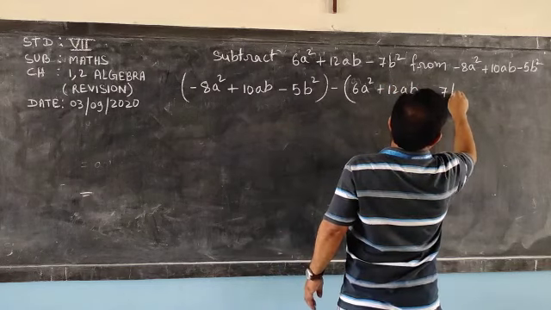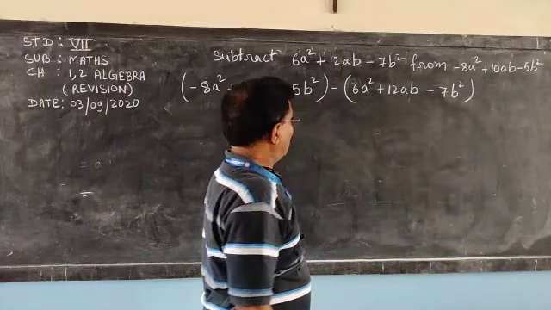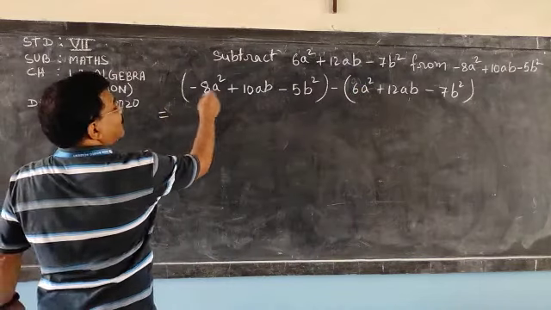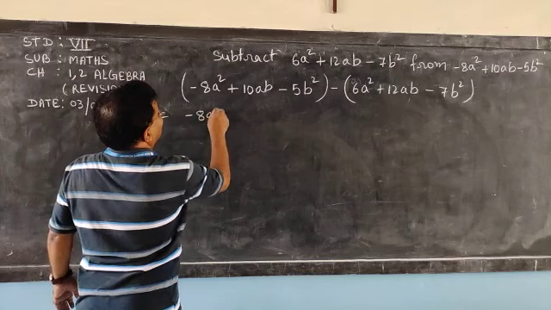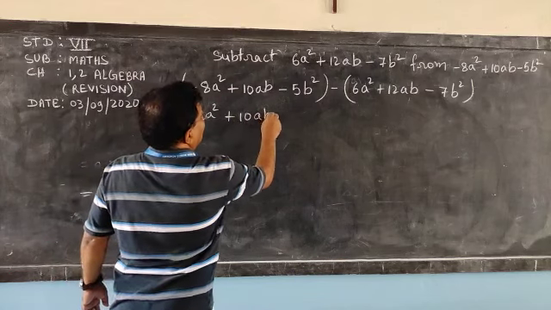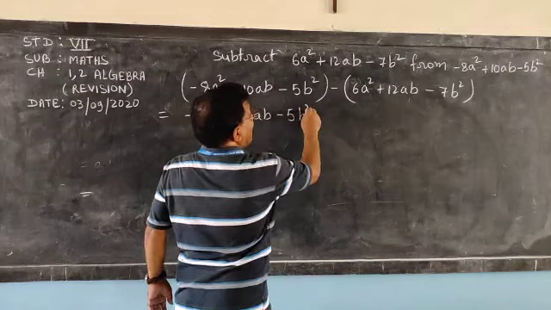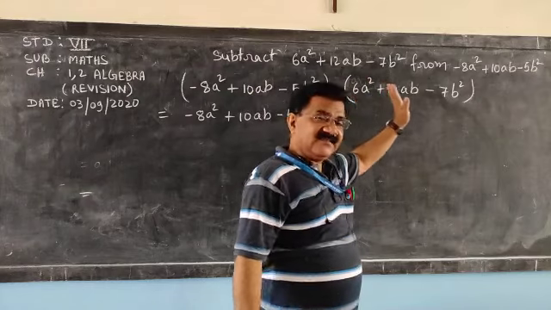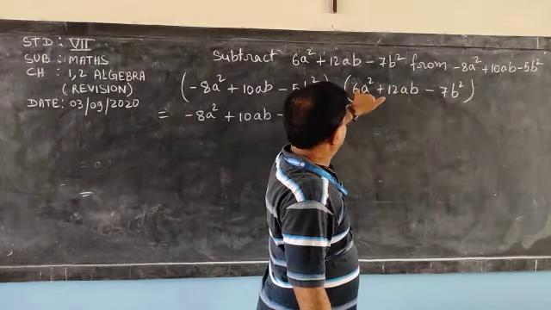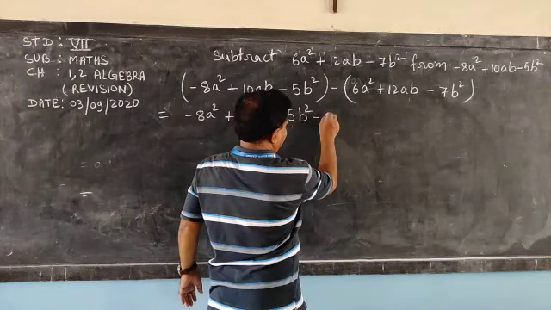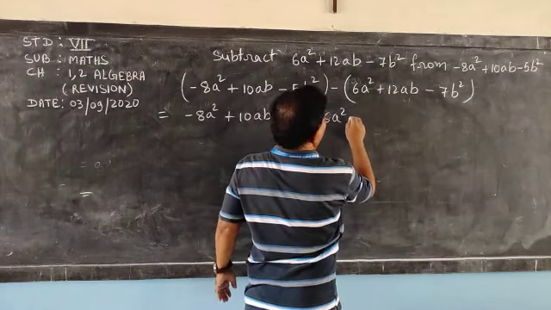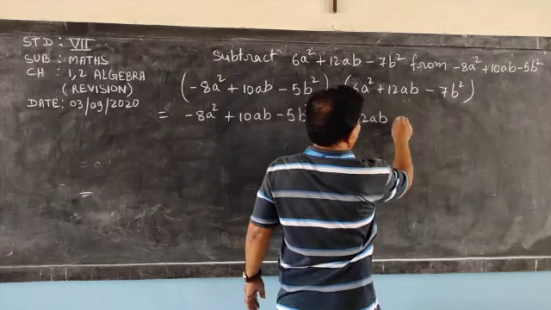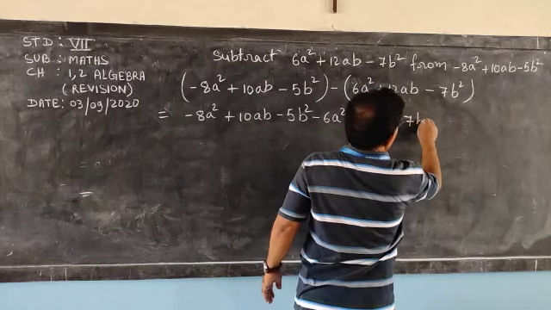minus 7b square. Dear children, why have I asked you to keep it in a bracket? Just see. Now open the bracket. Minus 8a square plus 10ab minus 5b square, and if the sign of minus is outside the bracket, the inside sign will change. This plus 6a square will become minus 6a square. This plus 12ab will become minus 12ab, and minus 7b square will become plus 7b square.